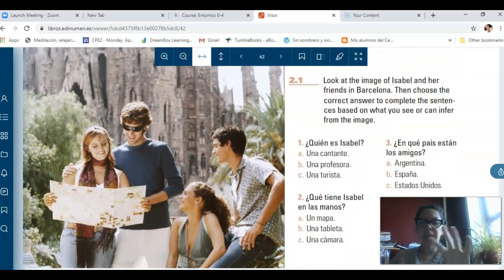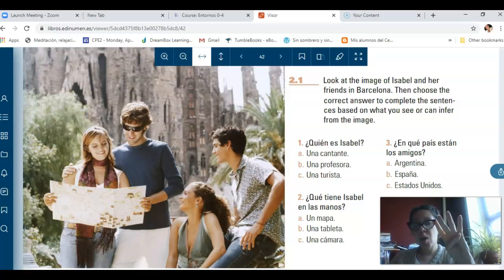Take a look. Start decoding the picture. Okay. A ver, look at the image of Isabel and her friends in Barcelona. Then choose the correct answer to complete the sentences based on what you see and can infer, okay, from the image. Aquí en esta imagen, estos chicos están en la calle, no están en la casa, están en la calle, ¿sí? Están en una ciudad en España.